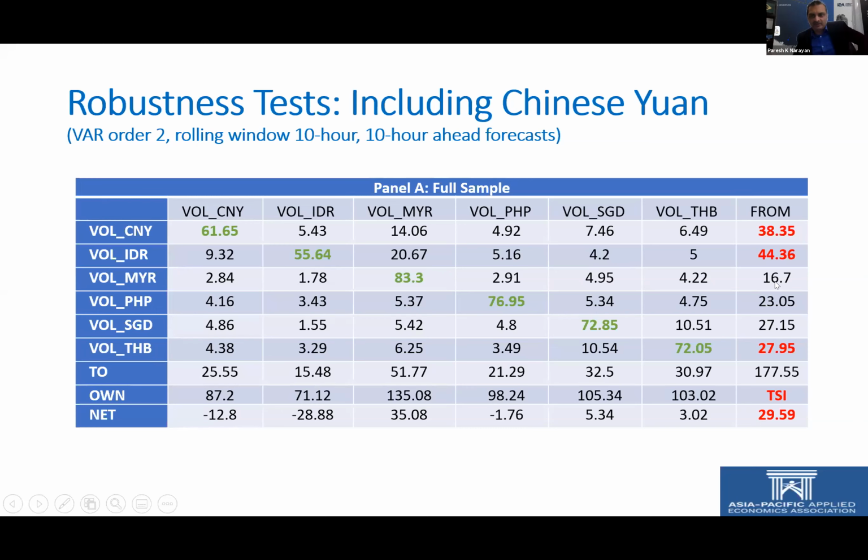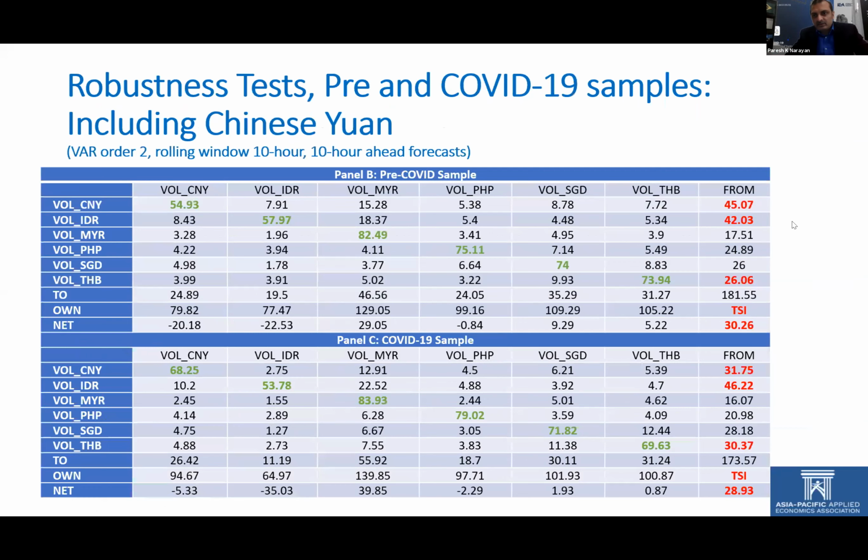So what it means here is that even when we include China, the fact that the Indonesian currency is most affected by other currencies in the region is an important finding, and it holds regardless of whether or not we include China into this. Again, we do the same thing by including China in the pre-pandemic and the pandemic phase. And again, we find that in the case of Indonesia, the variance in its currency is mostly driven by shocks to currencies of other countries in the region. And own shocks continue to dominate.